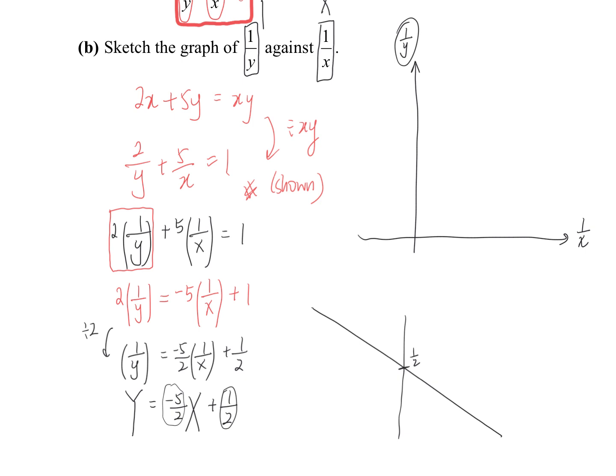We are used to replacing it as y equals mx plus c. So this is my new y, this is my new x. Okay, so when you sketch, actually all I need to see is this: cut at half, and the gradient is downward sloping.